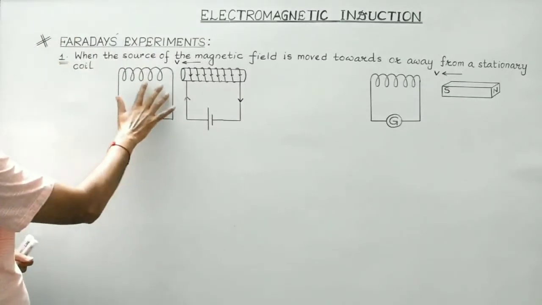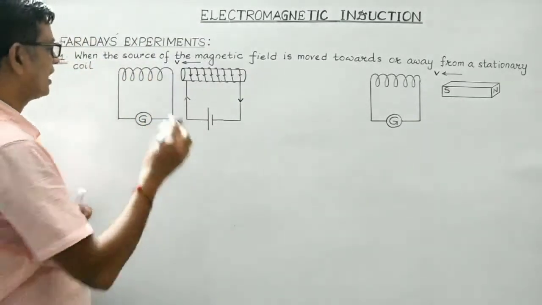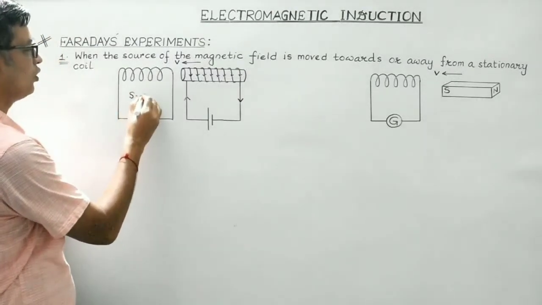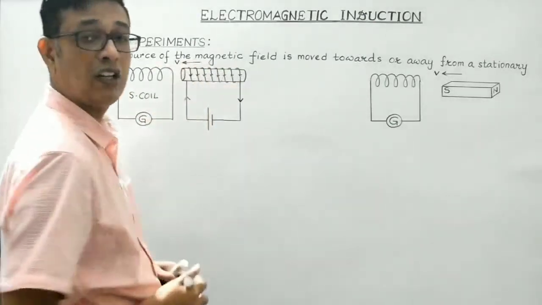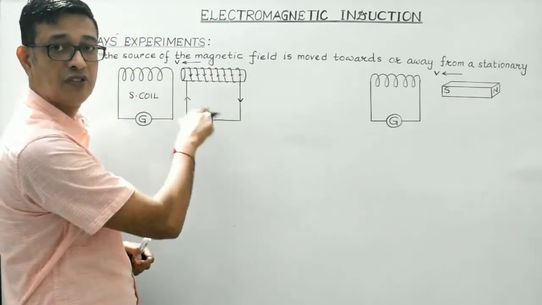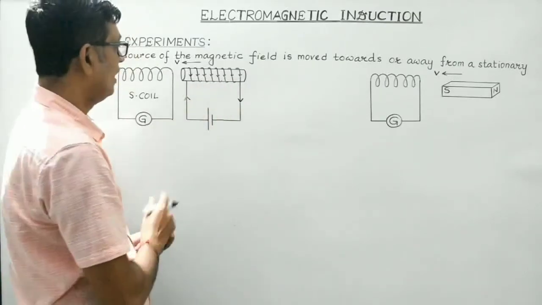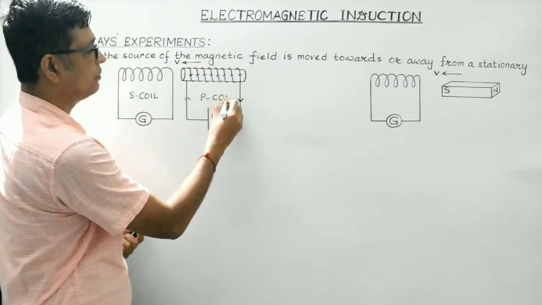So this is a coil in which a galvanometer is connected, no source is there. It can be considered to be the S coil. Actually, it is the secondary coil. There is another coil where a source is connected, so it acts as a source of steady current. And this can be considered to be the P coil, which is actually the primary coil.